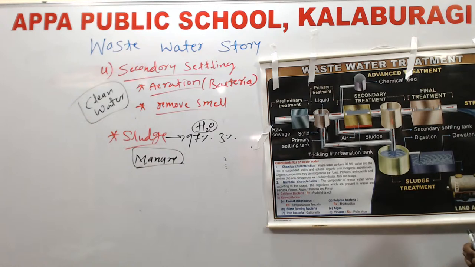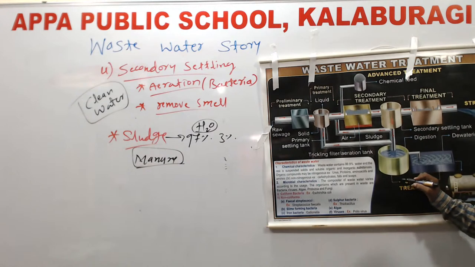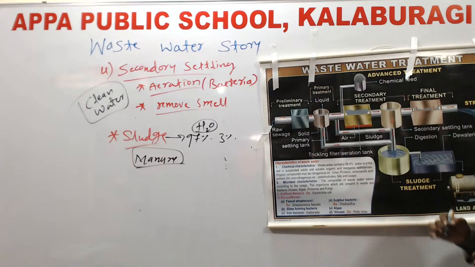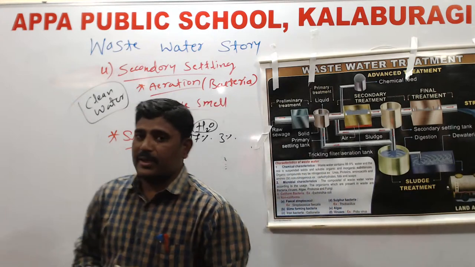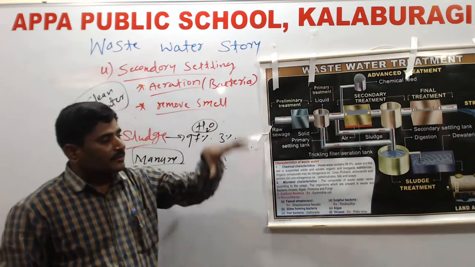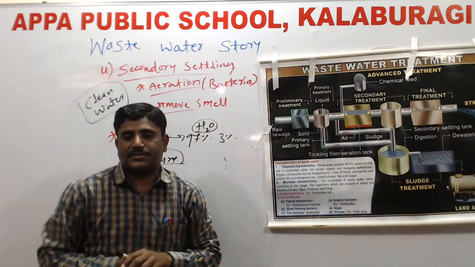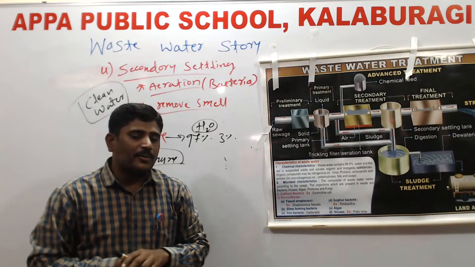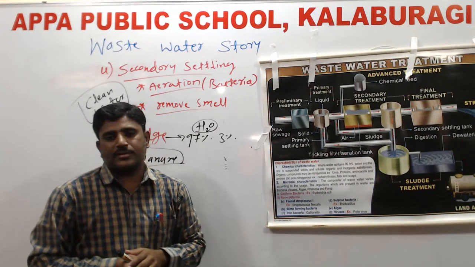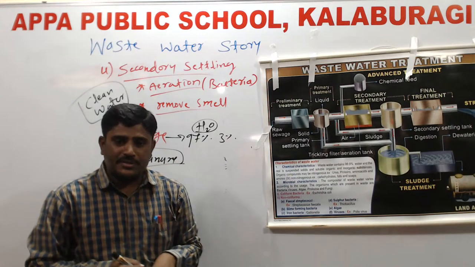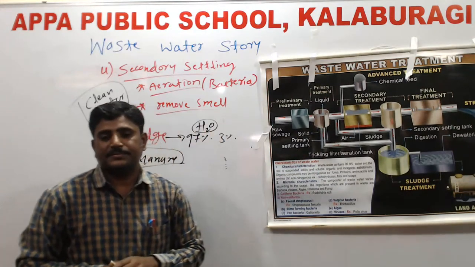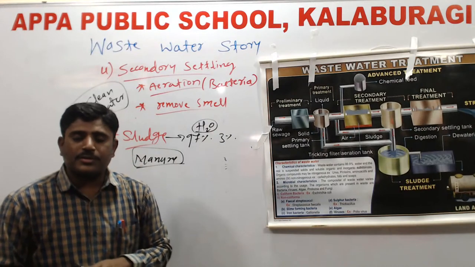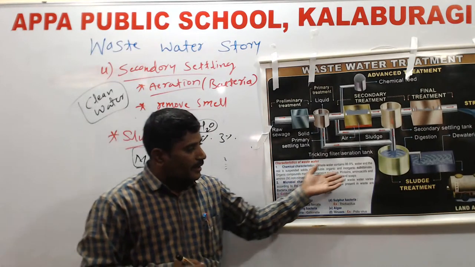Here again we have to aerate. In this region, we have to aerate because some bacteria are there, anaerobic bacteria and aerobic bacteria. Both the bacteria are feeding on that sludge. Anaerobic means in the absence of oxygen. Aerobic means in the presence of oxygen, they are feeding or respiring on that. Both sides must require aeration.